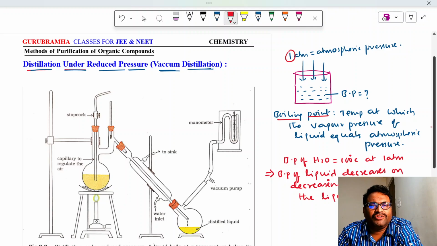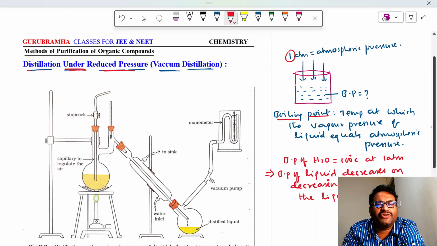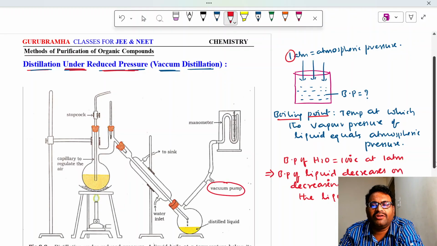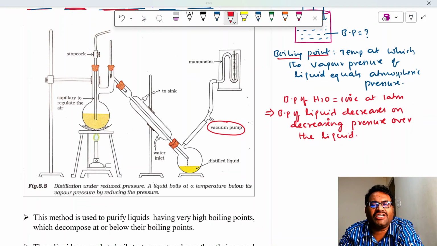Understood? So distillation under reduced pressure means you are decreasing the pressure over the liquid. You can decrease that pressure by using a vacuum pump. See here, one instrument is used to decrease the pressure. What is that? Vacuum pump. In our homes, we use vacuum cleaners. A vacuum cleaner creates a vacuum so that the dust enters into that space where vacuum is created. So there is a vacuum pump by which you can reduce the pressure over the liquid, right?